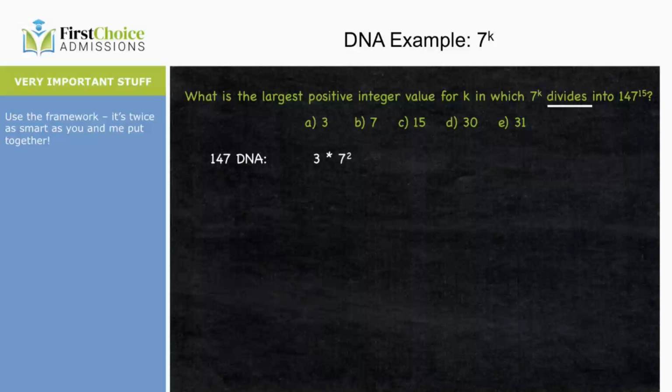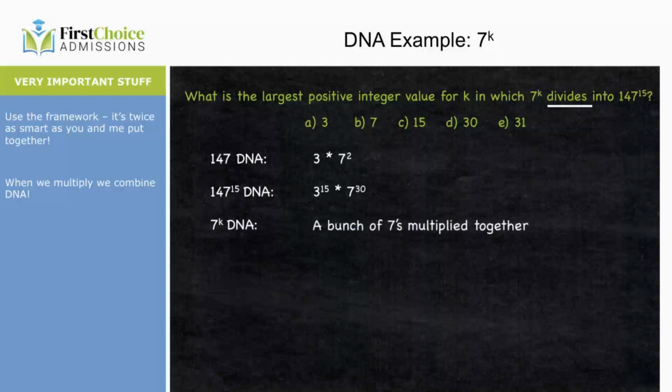So the DNA of 147 is 3 times 7 squared, and that means the DNA of 147 to the 15th must be, well, if 147 has one 3 in it, then 147 to the 15th must have fifteen 3s in it. And if 147 has two 7s in it, then 147 to the 15th must have thirty 7s in it. Okay, and then what about the DNA of 7 to the k? Well, that's just a bunch of 7s multiplied together, and we don't know how many 7s are multiplied together because we don't know what k is.